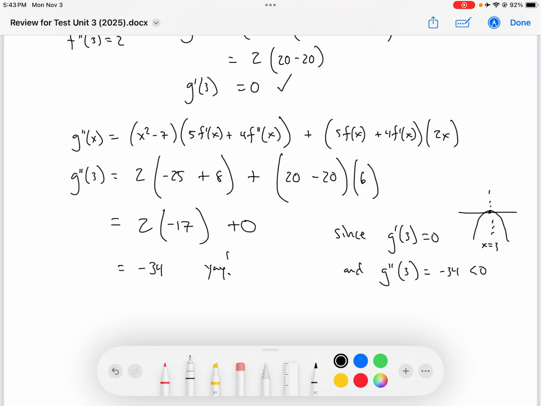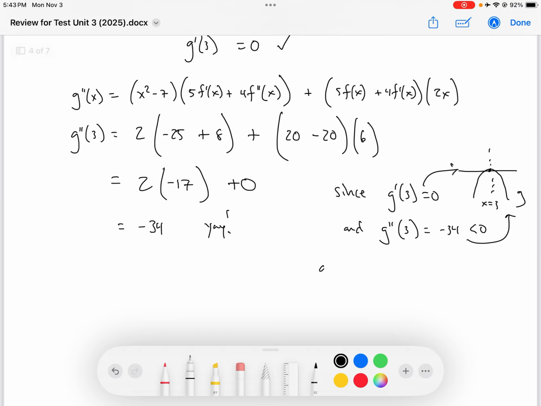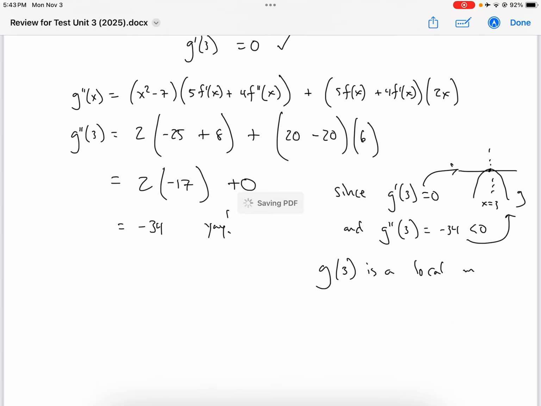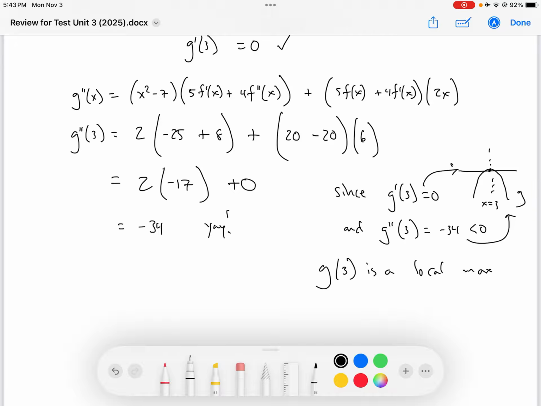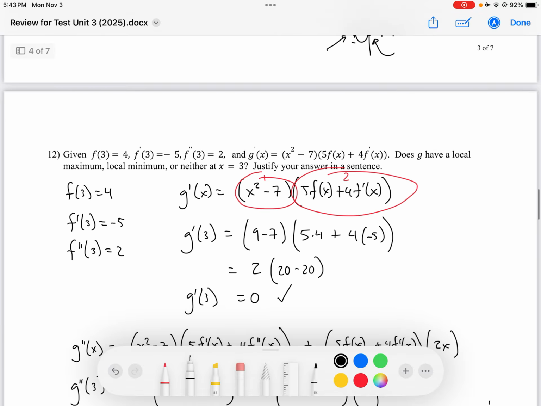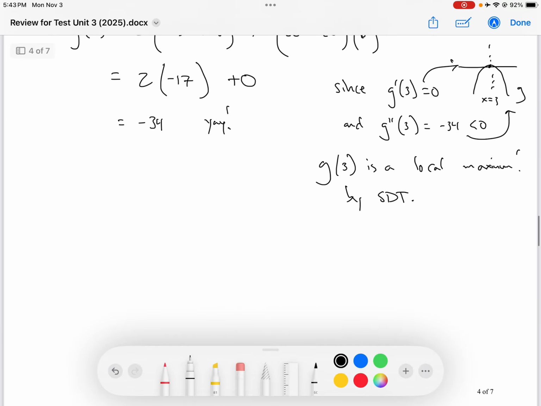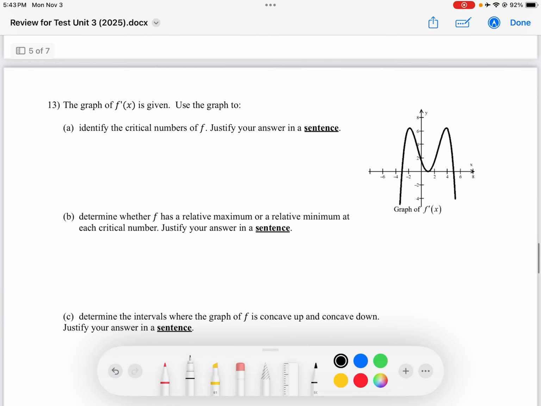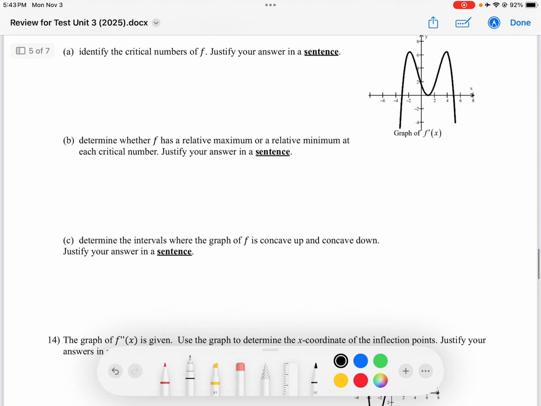So at x equals 3, the original function g looks like this: I have a horizontal tangent, and the function's concave down. So that means that g of 3 is a local max. Nice. By the second derivative test. Lovely. Okay, 4 of 7. We're cooking along here.